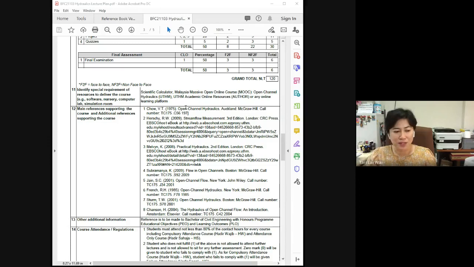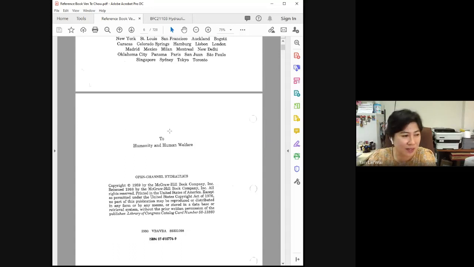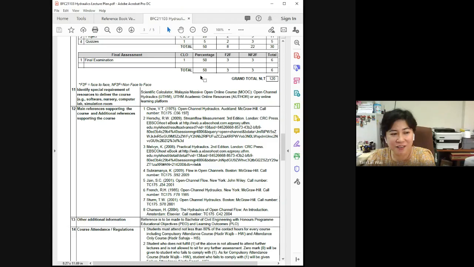I think it was in that reference. This reference was actually published in 1959. That is how many decades ago, but it's still very relevant. I'm still referring to this reference until now. It's a very good book, right, Ven Te Chow?